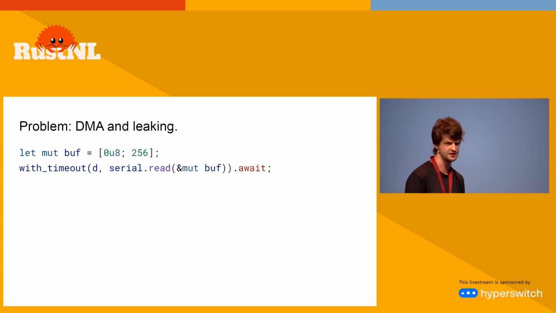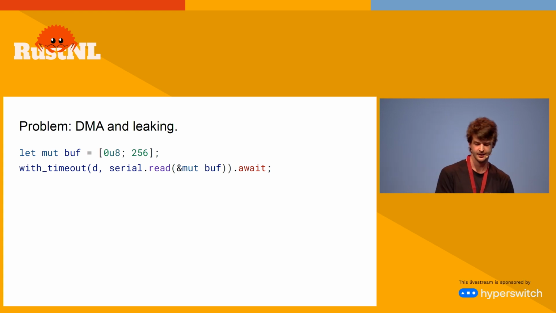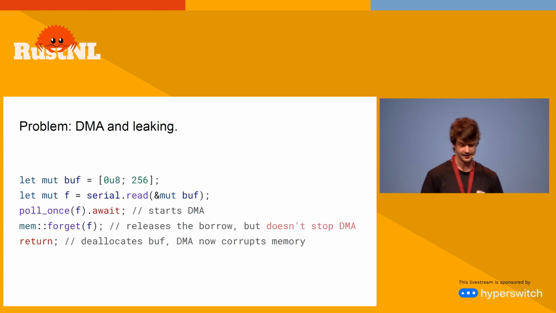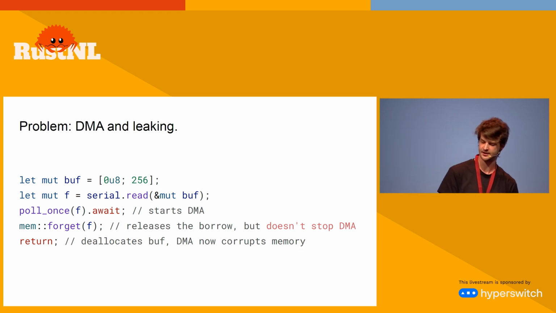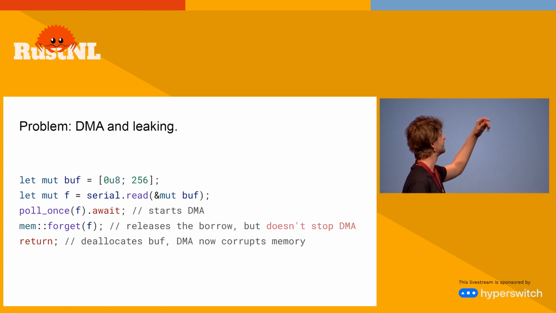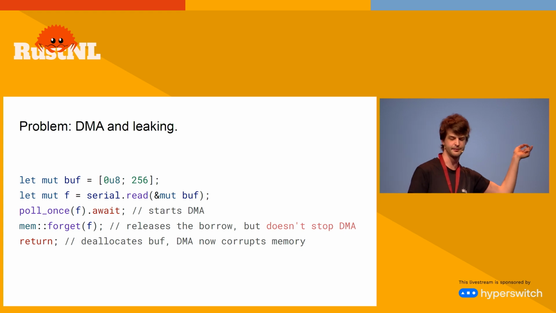Please, that buffer is no longer yours. Just stop. But the problem is, in Rust, you don't have a guarantee that drop is called. You can leak things. So you can create a future that borrows a buffer, start DMA, and then forget the future.